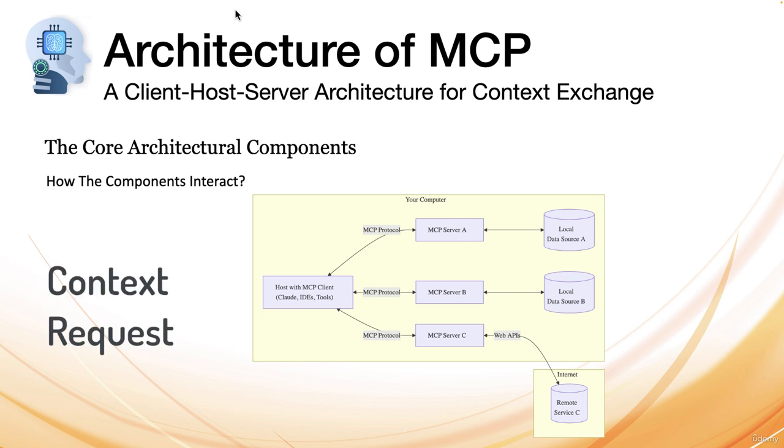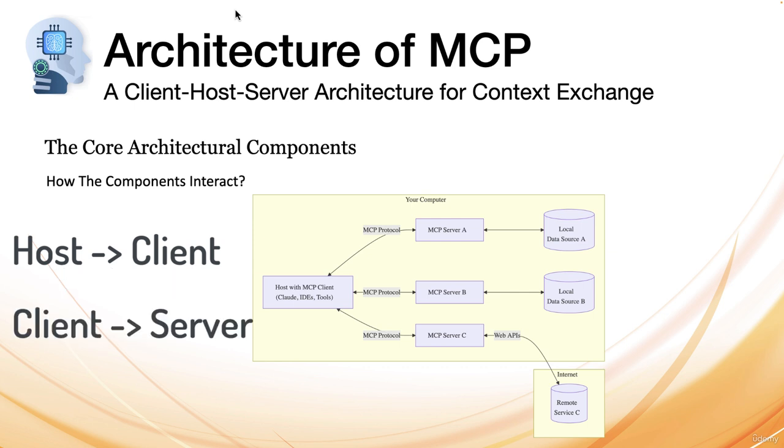Then in step 2, context request or tool invocation happens. The host, likely via its LLM or internal logic, needs a specific context or wants to use a tool. Then in step 3, the host sends a request to the appropriate client. And in step 4, the client, using MCP's defined message types, forwards this request to its connected server.